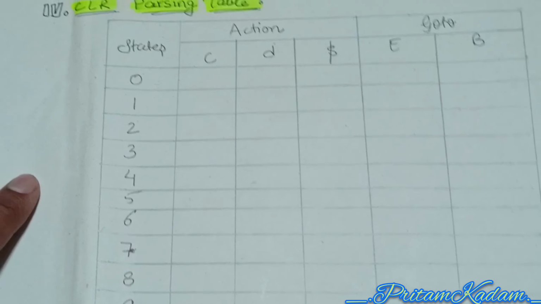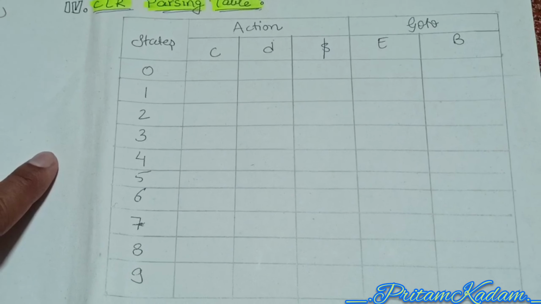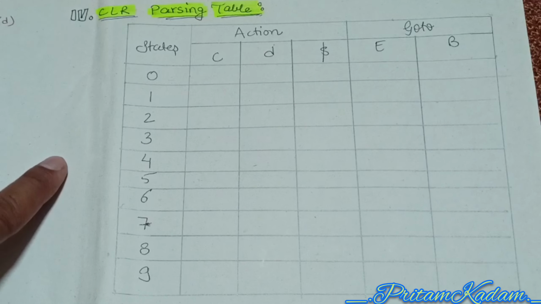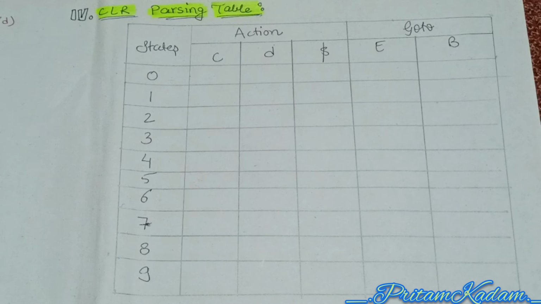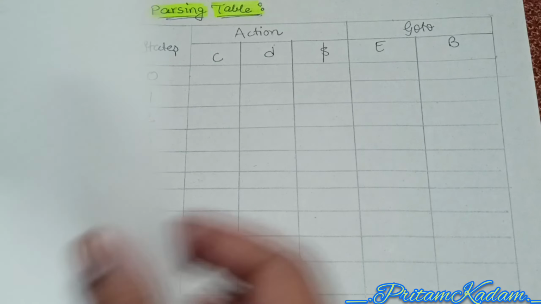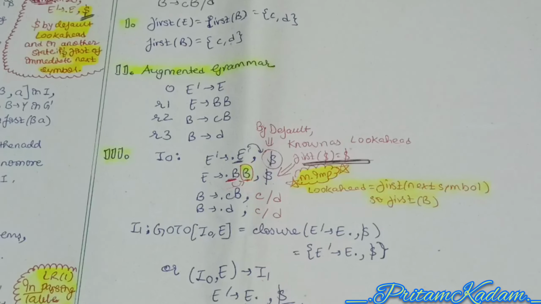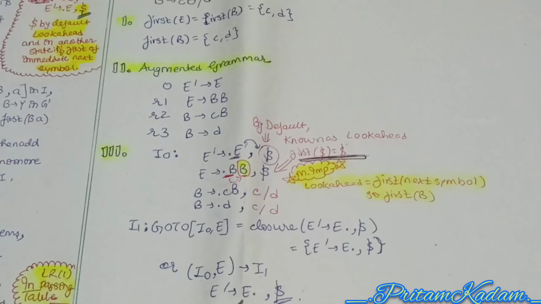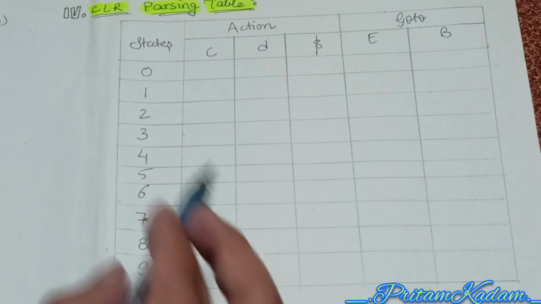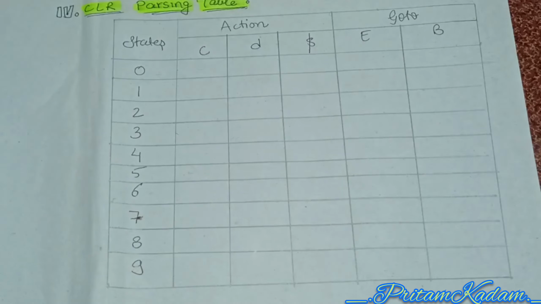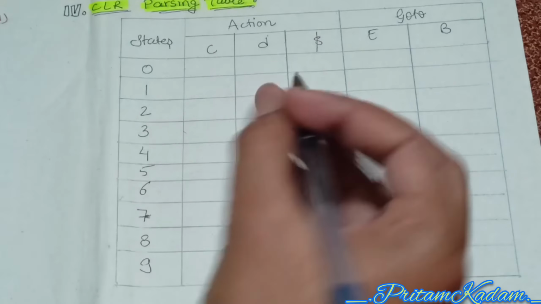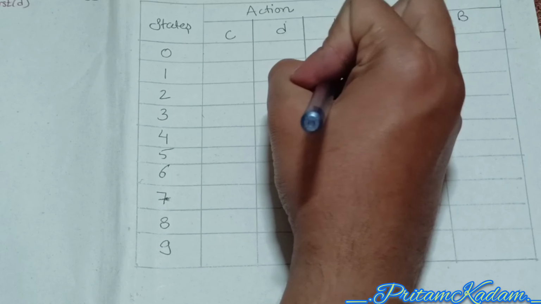Okay, so first of all we have to make the action and go to part. In action we have to write the terminals, and in the go to part we have to write the non-terminals, the ones which have the productions, and then we have the number of states, that is 9. Okay, so now let us first of all write the accept part. We have to write that in the original starting symbol completion thing, that is in the I1 state and under dollar. Okay, so we have to write the accept over here.